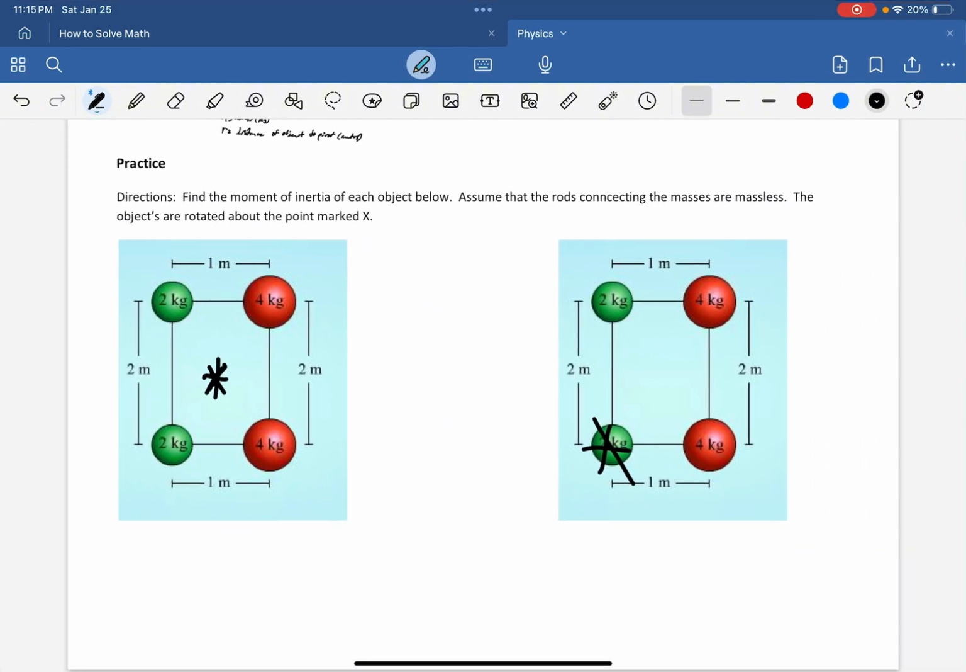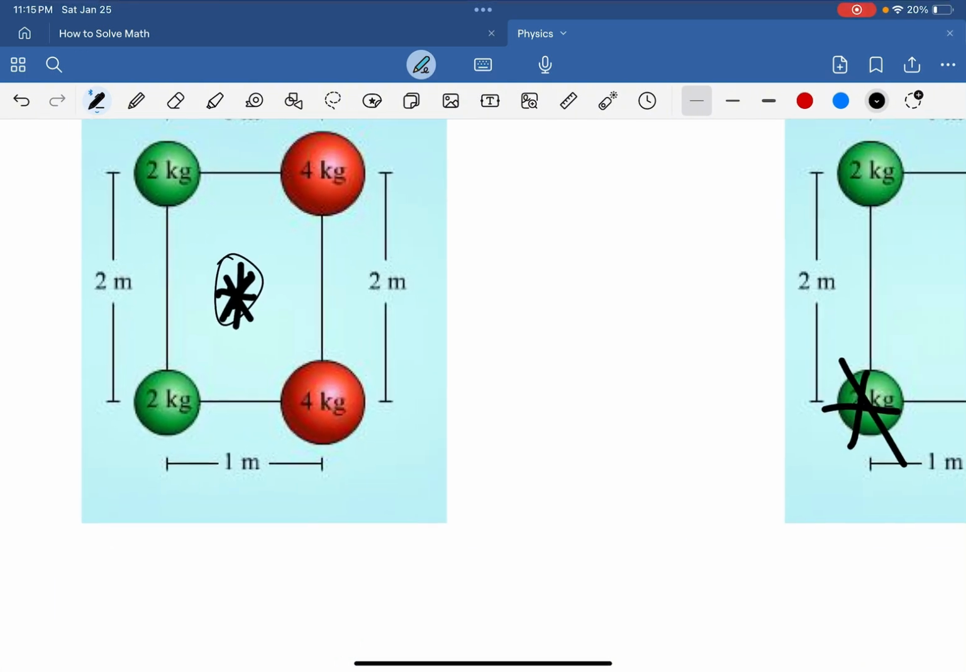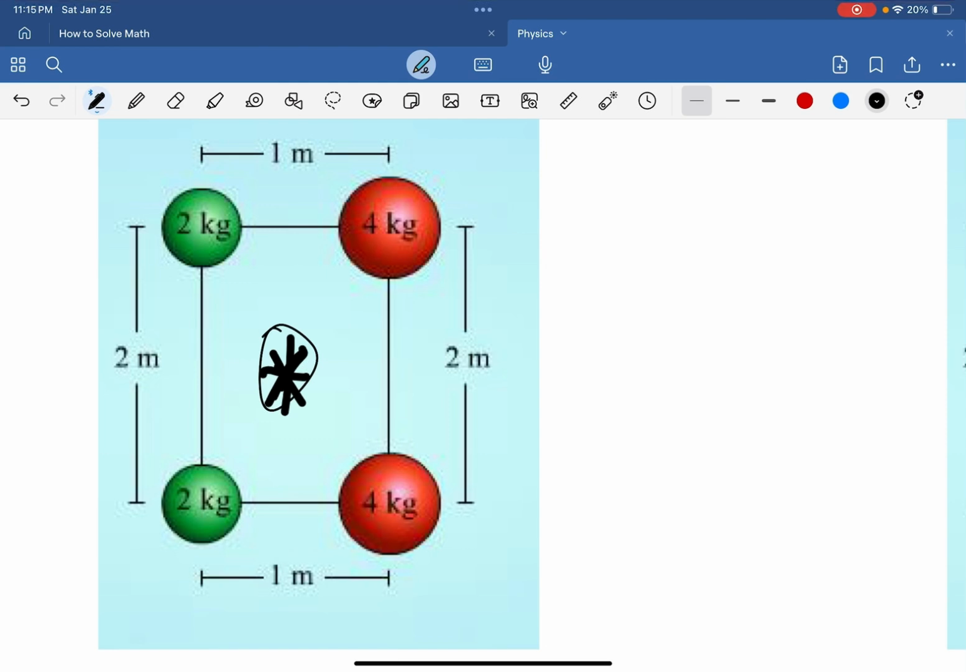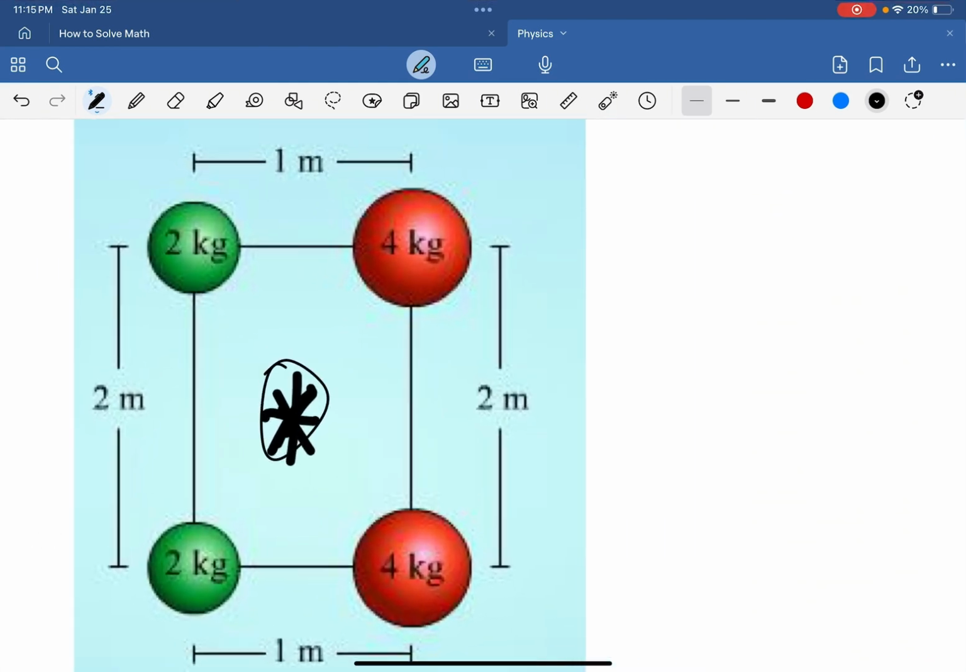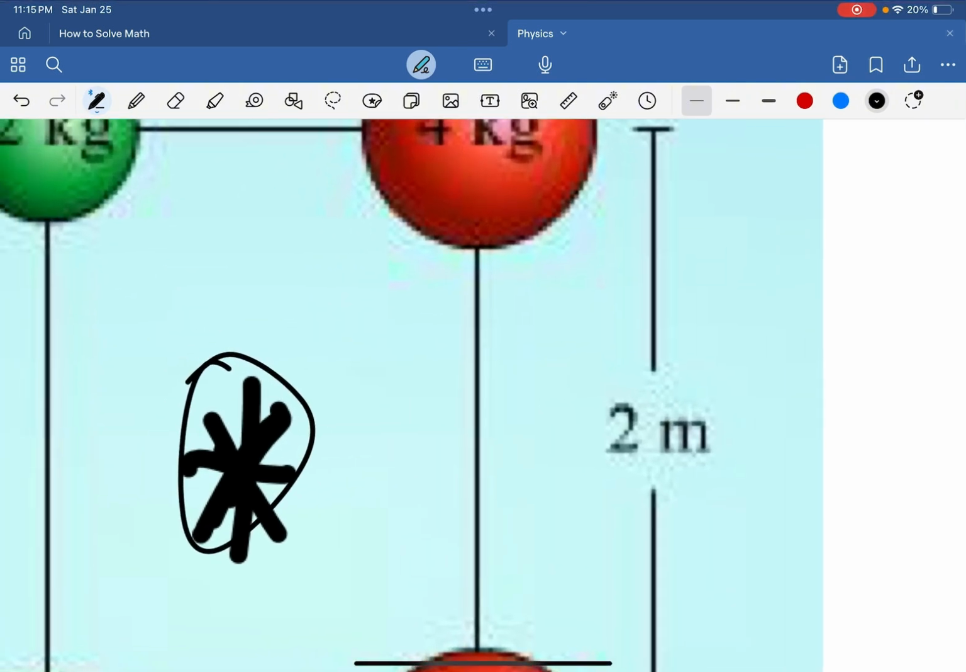Let's say we have these scenarios. All right. Let's calculate the moment of inertia of each object below, assuming that our pivot is here for this one and here for that one. Now, how do you find r? Now, I know it looks like a lot at first, and it kind of is, but not really.